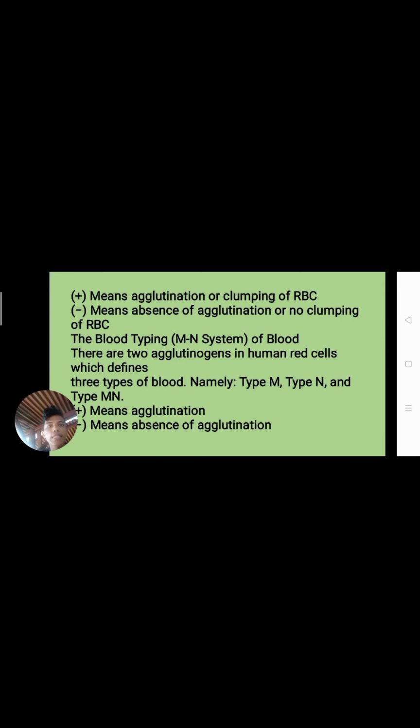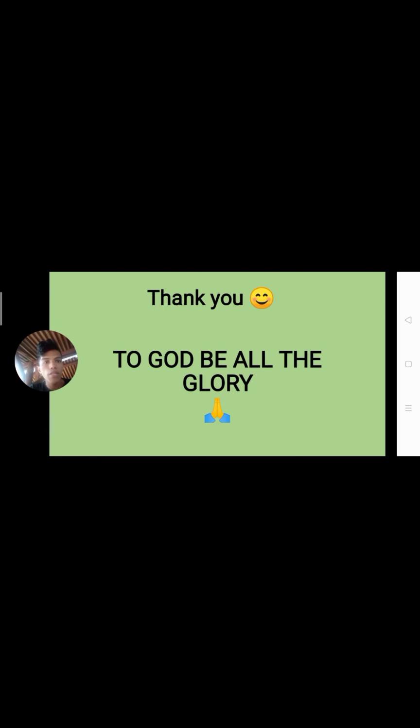And then next is positive sign means agglutination or clumping of RBC. So kung positive ang result or positive ang outcomes is naay agglutination or clumping of RBC. So naay combination nga nahitabo sa antigens or sa agglutinins. And then negative sign means absence of agglutination or no clumping of RBC. So walay combination. So the blood typing MN system of blood, there are two agglutinogens in human red cells which defines three types of blood, namely type M, type N, and type MN. Means agglutination, means absence of agglutination. So same process siya. So that's the end of my presentation.